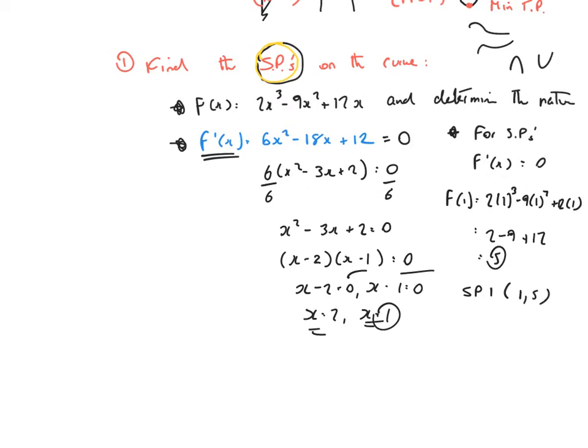Okay, let's now go after stationary point 2 by subbing in x equals 2. So that'll be 2 lots of 2 cubed minus 9 lots of 2 squared plus 12 lots of 2. Okay, so 2 cubed is 8, times 2 is 16. 2 squared is 4, times 9 is 36, plus 24. Okay, 16 minus 36 is minus 20, minus 20 plus 24 is 4. Stationary point 2 then is (2, 4).